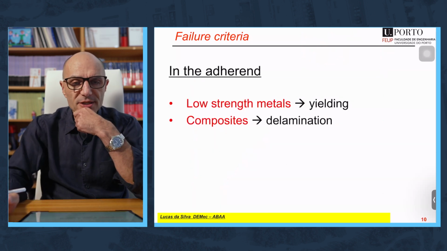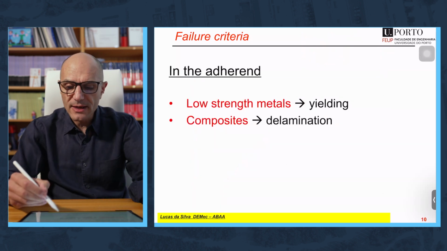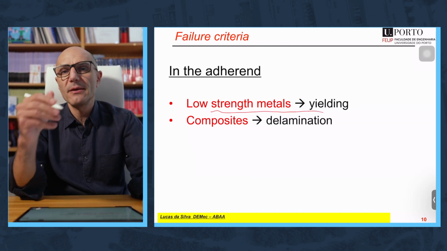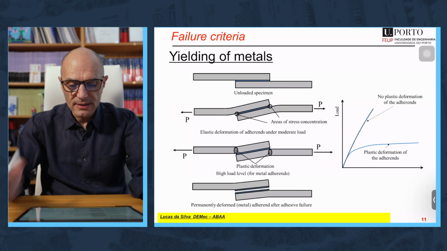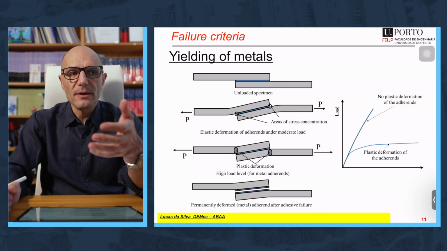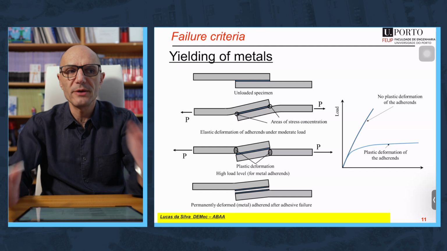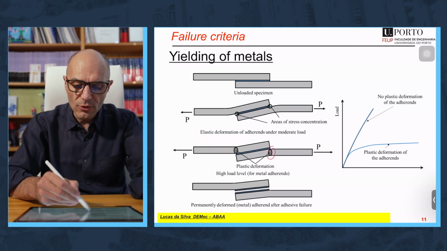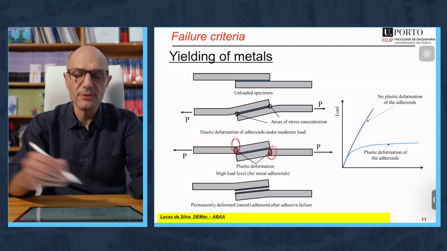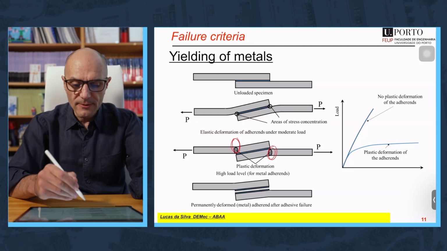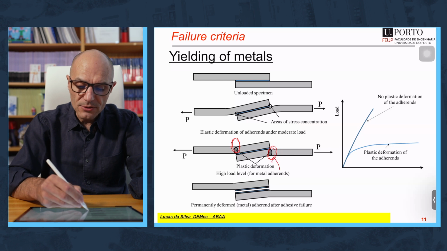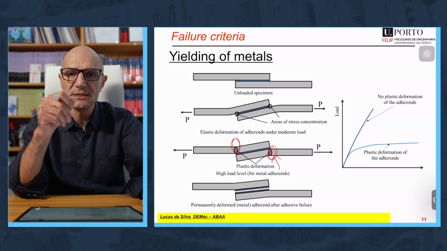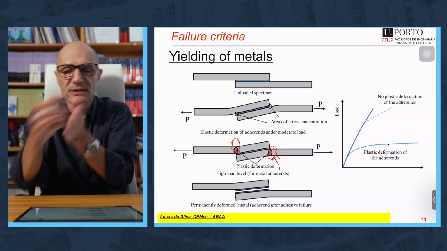Okay, now imagine it fails in the adherent. Let's start with low strength metals like mild steel or aluminum. Then you might have yielding of the substrates like this. Where is the place in the adherent where you have highest stress? It's the ends of the overlap, and this might be sufficient to cause plasticity, yielding of the substrate. And once you have yielding, then the deformation will be concentrated here, and if you have a good bond, good adhesion between the substrate and the adhesive, then the substrate will pull locally the adhesive until it fails.